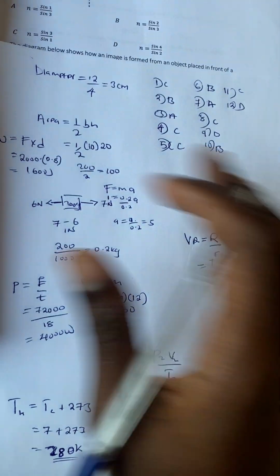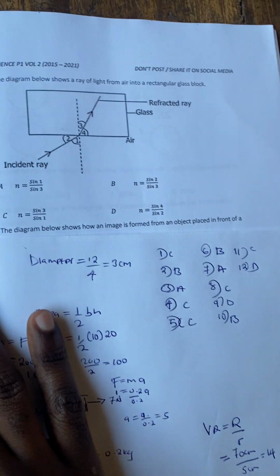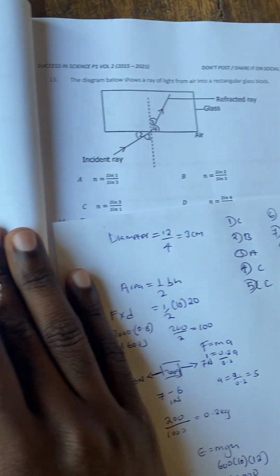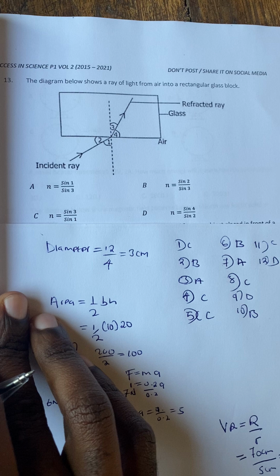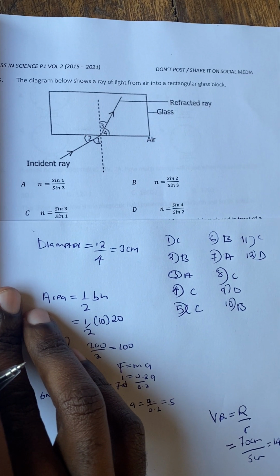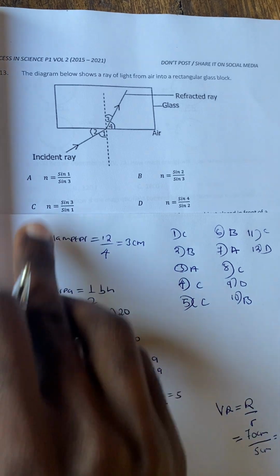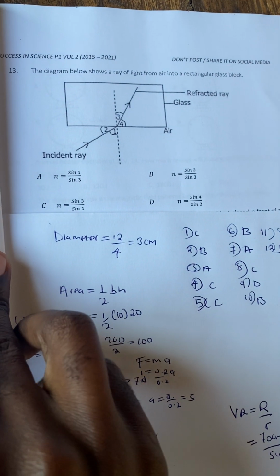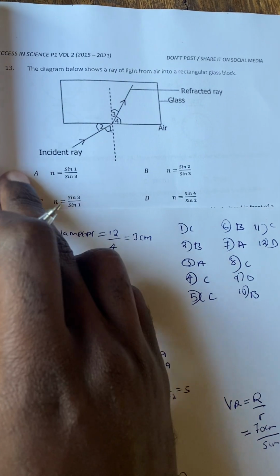And then question 13. The diagram below shows a ray of light from air into a rectangular glass block. Okay, we have the incident ray and it's been refracted in the glass block. So they want me to find the refractive index.